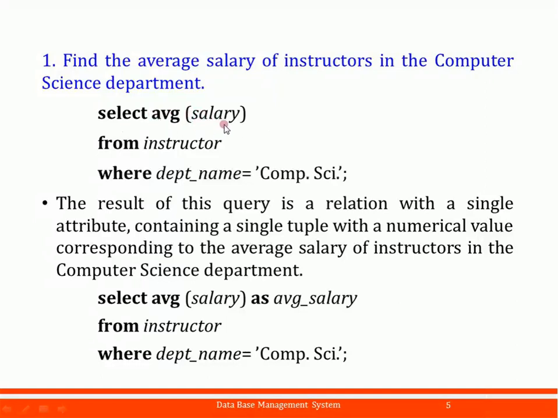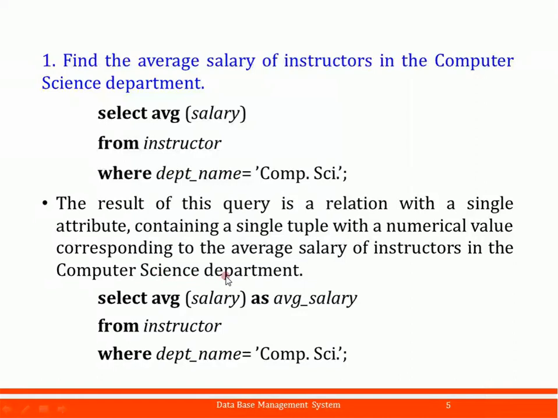Select average of salary. So this will be the output of this particular query. Since it is an aggregate function, this will give you a single value, that is the average value, which is applied on the instructor table, and the condition is that you have to select only those tuples having the department name as computer science. The result of this query is a relation with a single attribute containing a single tuple with a numerical value corresponding to the average salary of instructors in the computer science department.